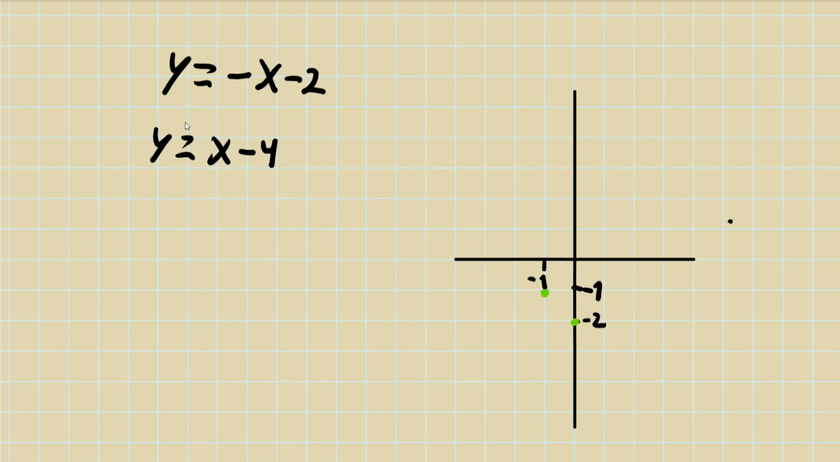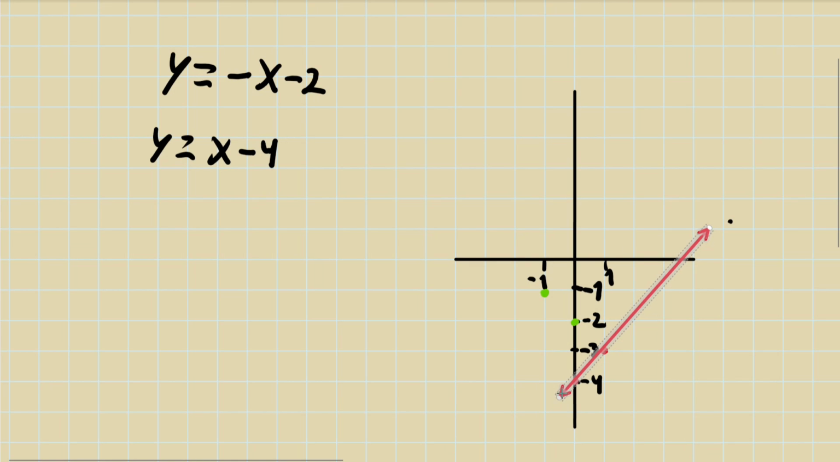And then let's do the second equation. We have the y-intercept of -4, so I'll go down here, -4. Let's put a point down here, and the slope is 1. So we can just go 1 up, here 1 up, so we have -3 and 1. So we plot the second point here. And then let's just do a line. So right here we have a line.